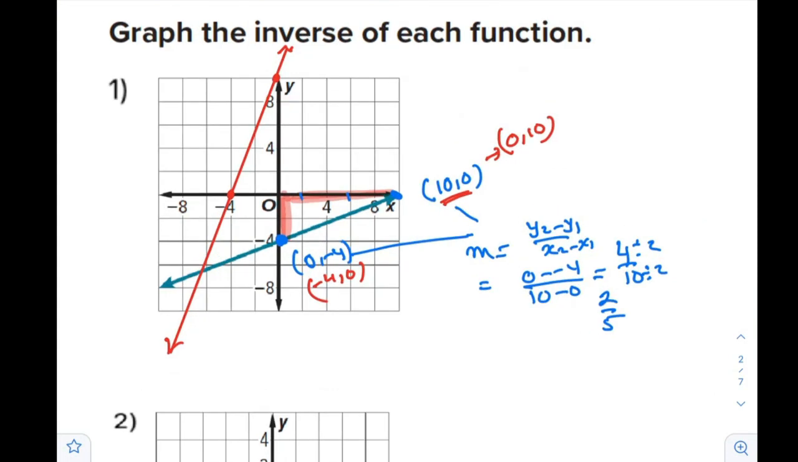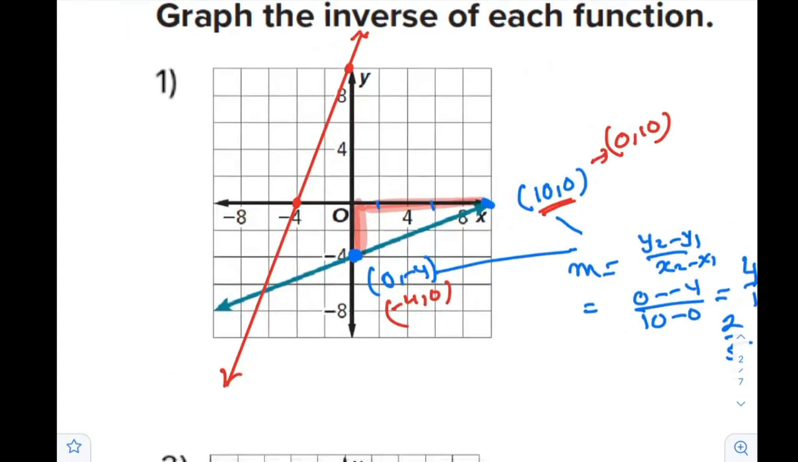Let's now find the slope of the inverse function. We drew the inverse, the red one, and we will try to find its slope. Let's try to get the slope. Again, you will find it using rise over run.